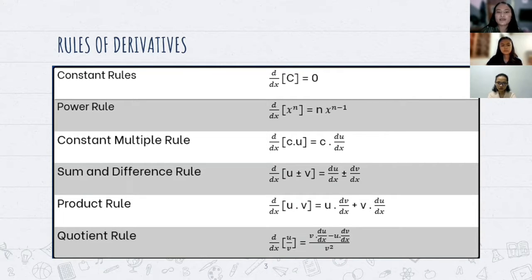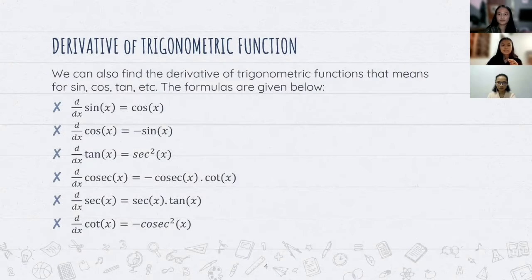Quotient rule: d over dx of u over v equals v multiplied by du over dx minus u multiplied by dv over dx, all over v squared. The last review, derivative of trigonometric function. We can also find the derivative of trigonometric functions, that means for sine, cosine, tangent, and so on. The formulas are given below.